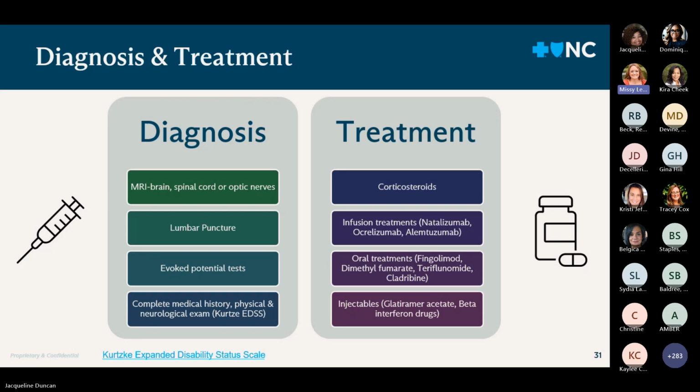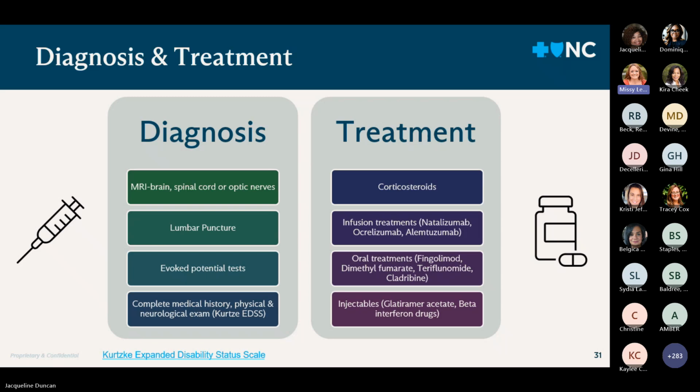Evoked potential tests involve electrodes being placed on the skin and sending painless electric signals. This measures how quickly and accurately the nervous system responds to stimulation. Other scans of the optic nerves, like optical coherence tomography or OCT, can detect optic nerve lesions. As always, a complete medical history and physical exam is performed as well as a detailed neurological exam.